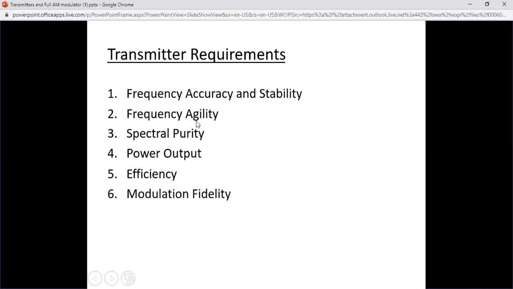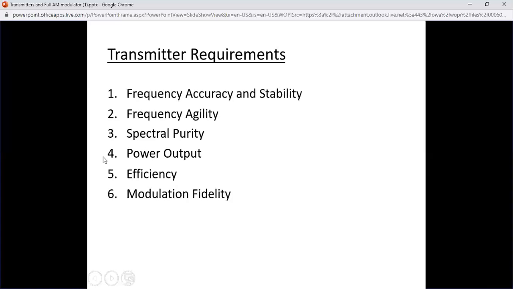The second requirement is the frequency agility, which is the ability of the transmitter to change the operating frequency to account for mutual interference from other sources. The third requirement is spectral purity. All transmitters produce false signals that are harmonics of the operating frequency. These frequencies must be filtered out to avoid interference, leaving the assigned transmitting frequency to achieve spectral purity.